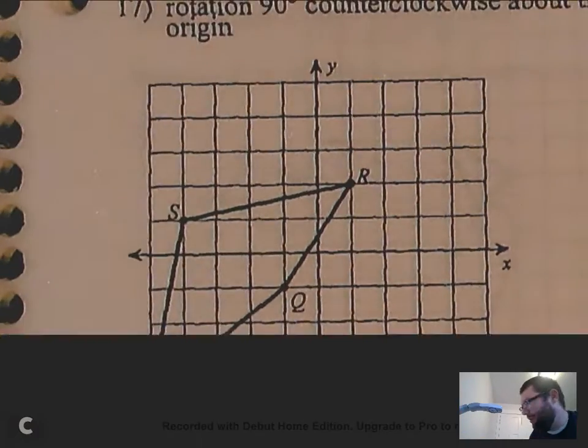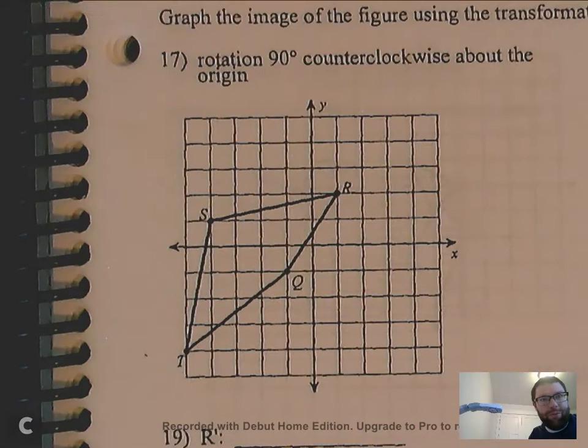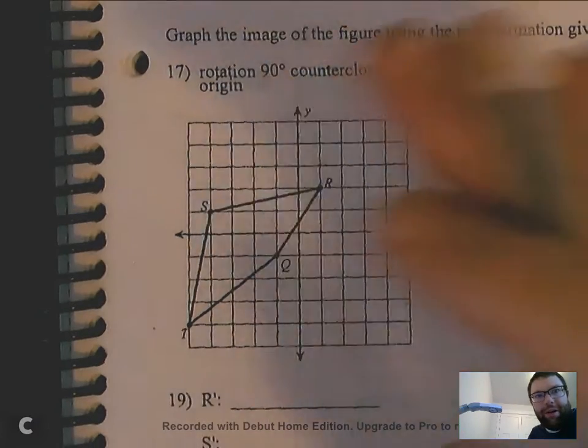Okay. Now let's talk about rotations. And I'm going to zoom out here a little bit to do these. Okay, that's probably good. All right, so 90 degrees counterclockwise.